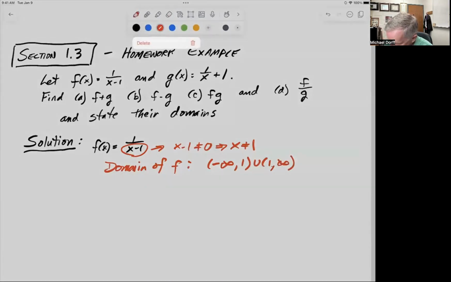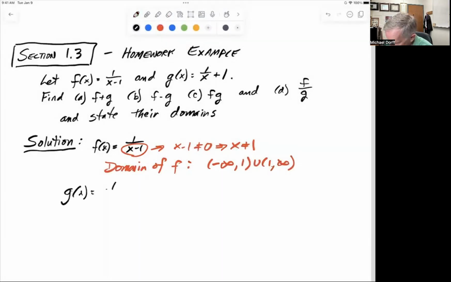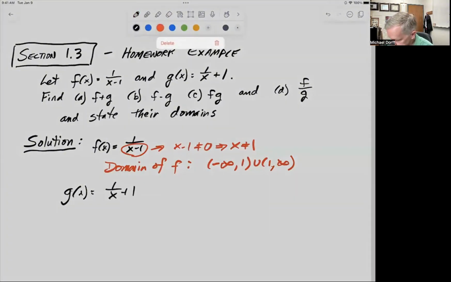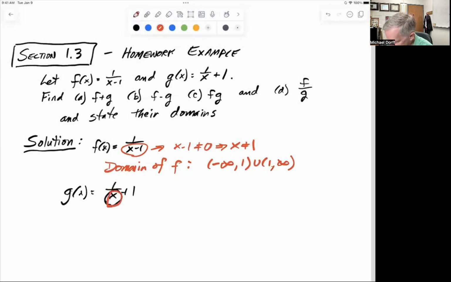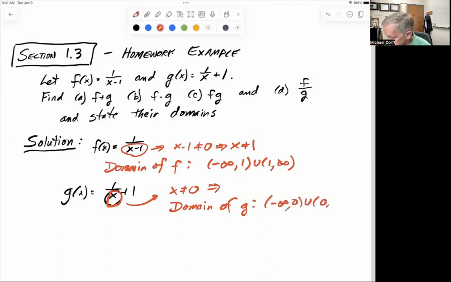All right, for our second function, g of x, it is 1 over x plus 1, all right? We have also a fraction involved there. So x cannot equal 0, and so that means my domain of g is going to be negative infinity to 0 union 0 to infinity.